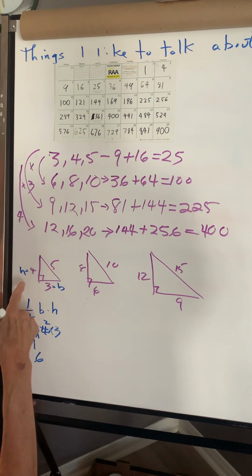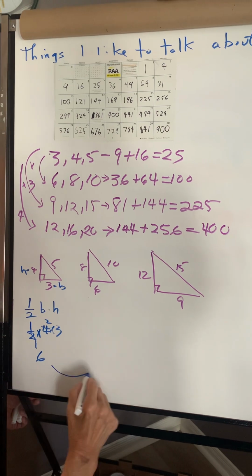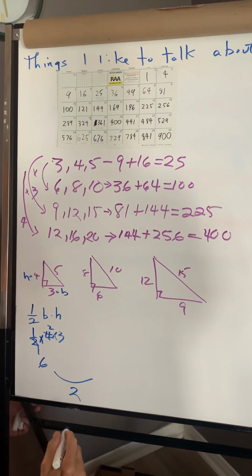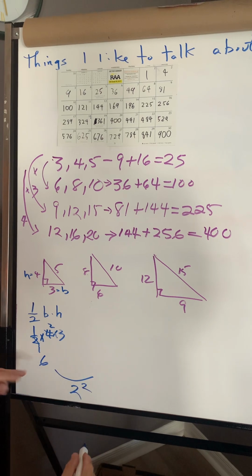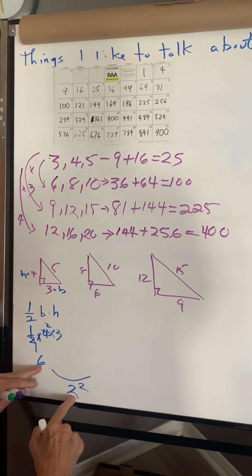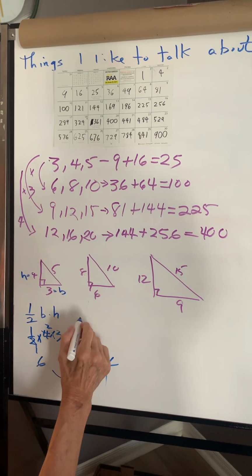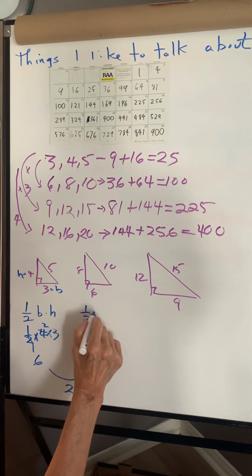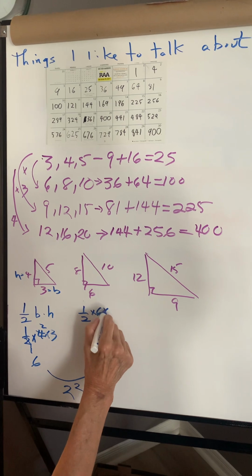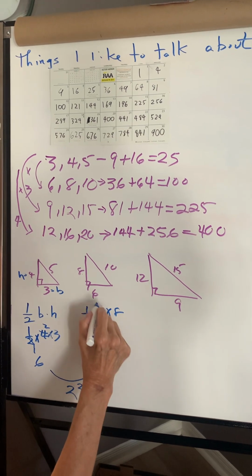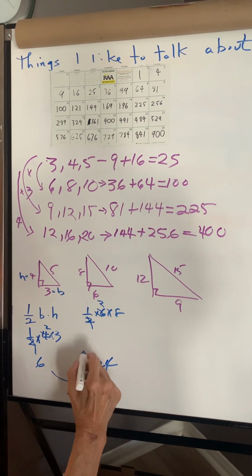Now, when I double the numbers, because I'm talking of area, I square the factor, so the answer to this one is going to be 4 times 6 is 24. Let's show that it's true. 1/2 the base times the height, and 8 times 3 is 24.